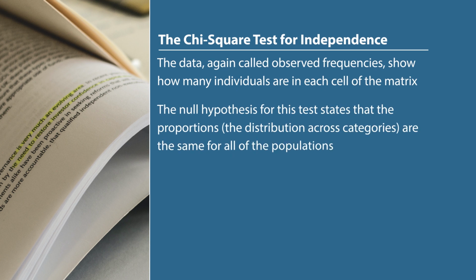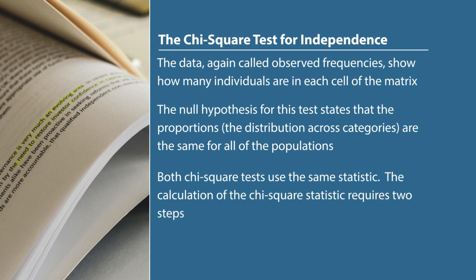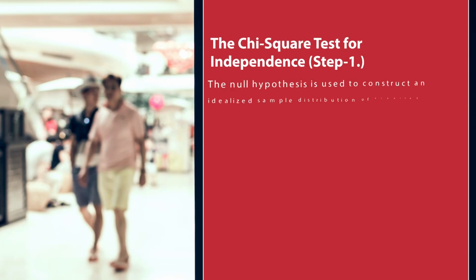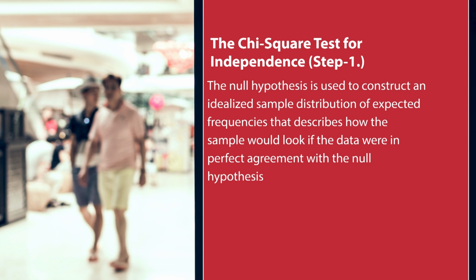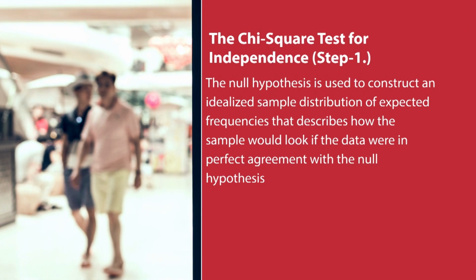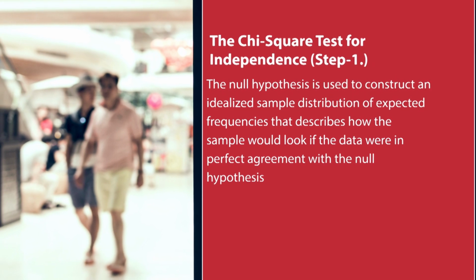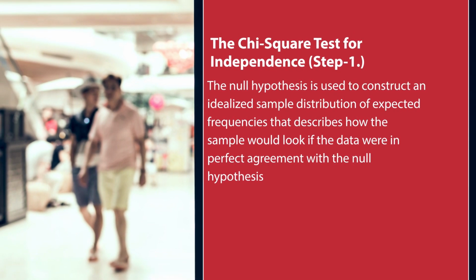The null hypothesis for this test states that the proportions, the distribution across categories, are the same for all the populations. Both chi-square tests use the same statistic. The calculation of the chi-square statistic requires two steps. The null hypothesis is used to construct an idealized sample distribution of expected frequencies that describes how the sample would look if the data were in perfect agreement with the null hypothesis.